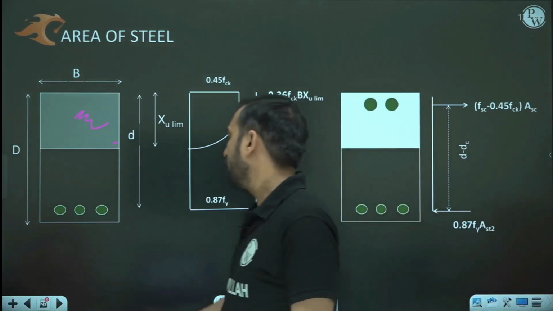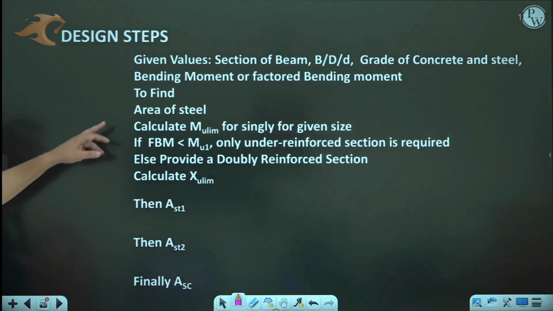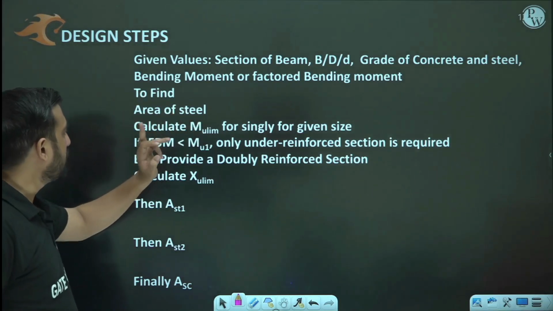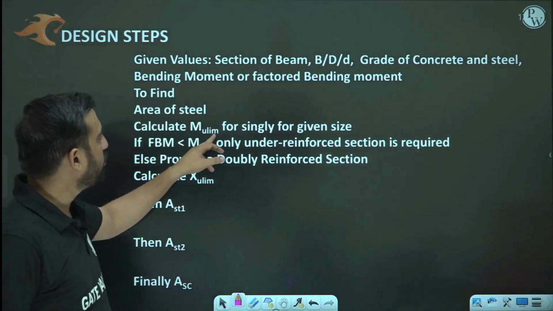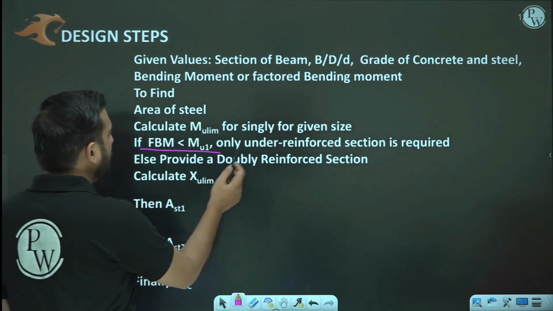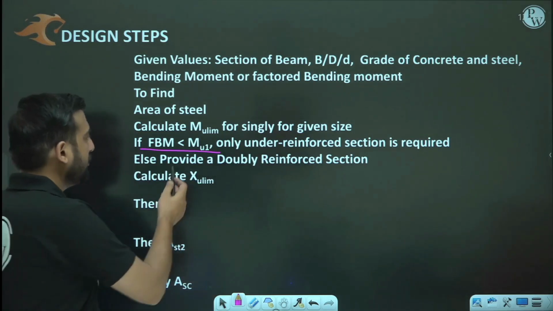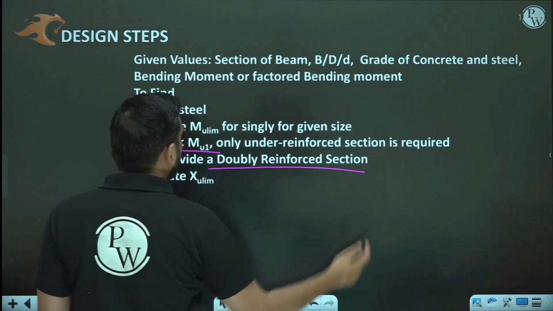Here you can see these are the steps. What do we have to find? We have to find the area of steel. First of all, we calculate Mu lim, or you can say Mu1. Then if the factored bending moment is less than Mu1, as I told you earlier, there is no need for a doubly reinforced section. But if the factored bending moment is greater than Mu1, then we need a doubly reinforced section.